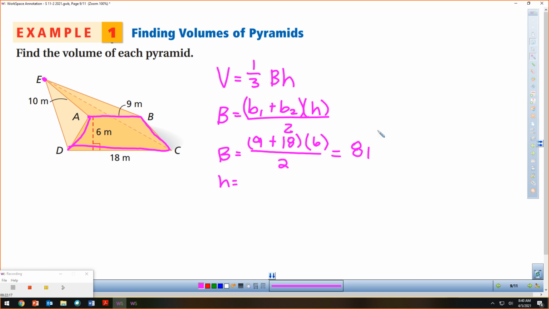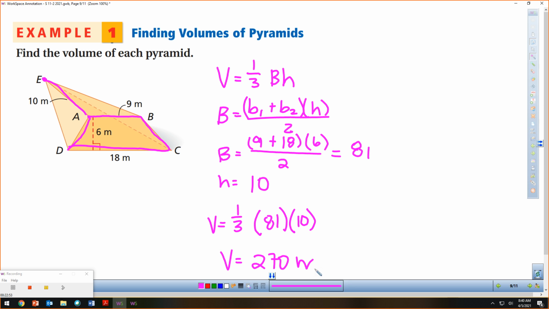All right, so I have big B. What is the height of my pyramid? 10. Okay, because it connects the base to my pointy part, which is this line right here, 10. The pointy part is called a vertex, but some of you guys do not remember that. So, when I plug this in, volume is equal to 1/3 times 81 times 10. So I would do 81 times 10 first, then take that and divide it by 3, and you get that your volume is 270 meters cubed.